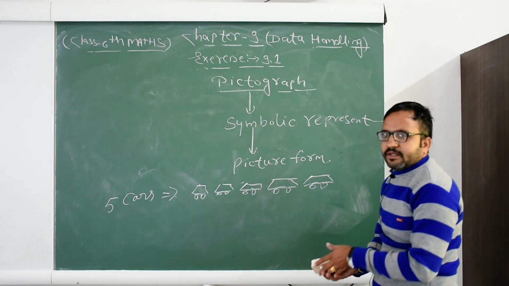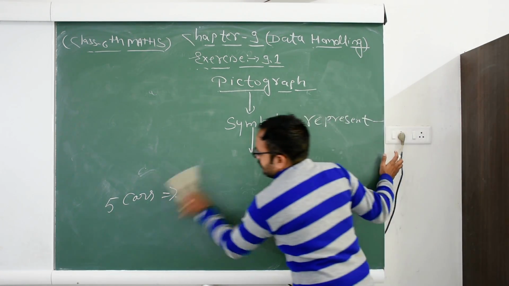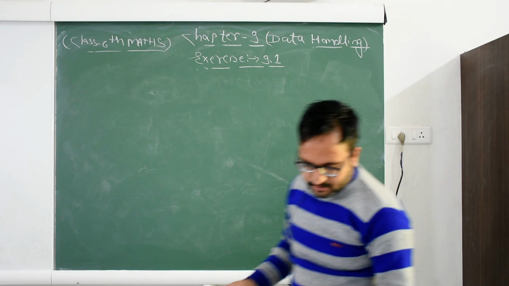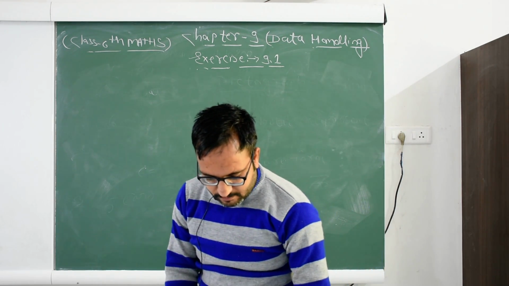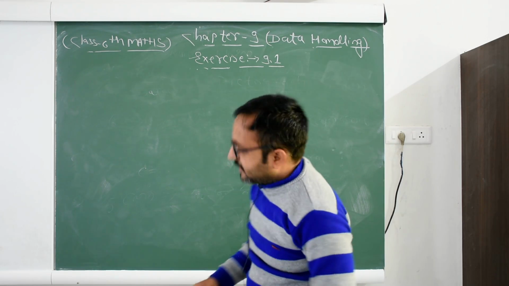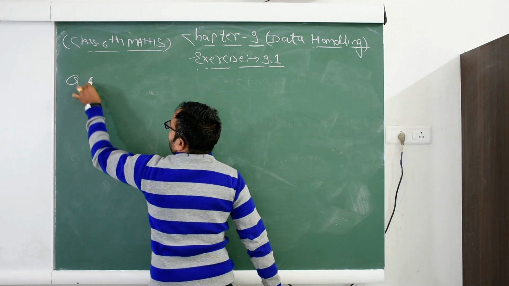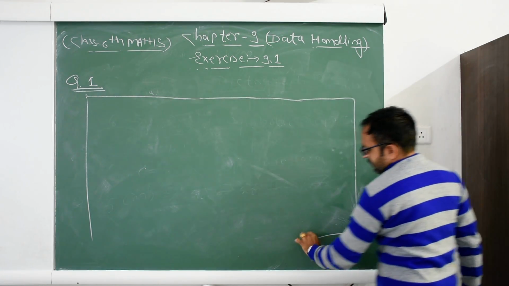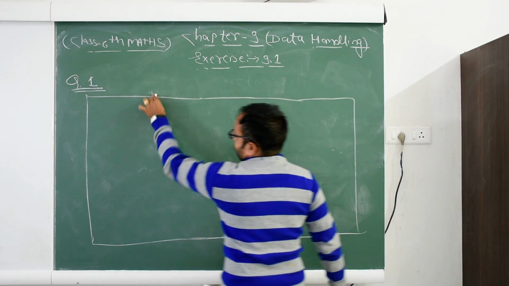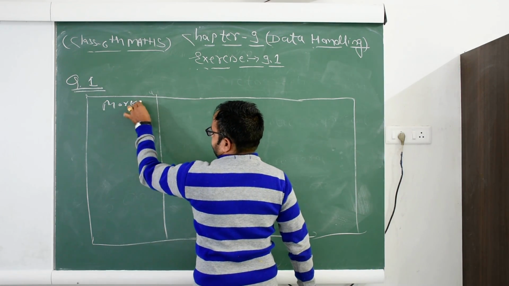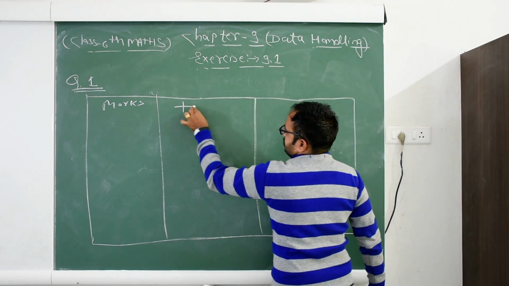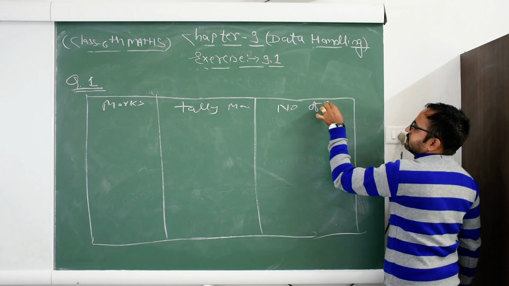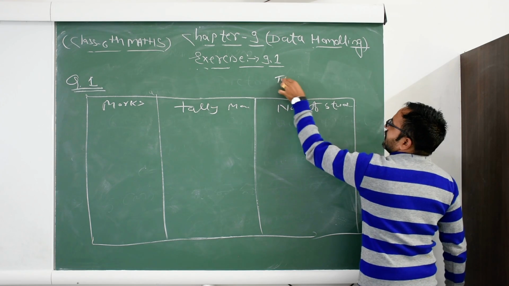Now exercise 9.1. Now we solve exercise question number 1. In a mathematics test, the following marks were obtained by 40 students. For this, we prepare a table. First here marks, here telemark, and here number of students.